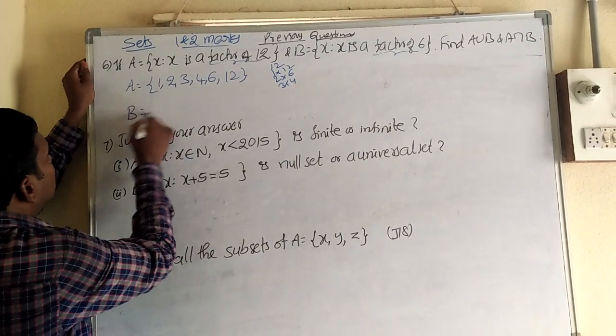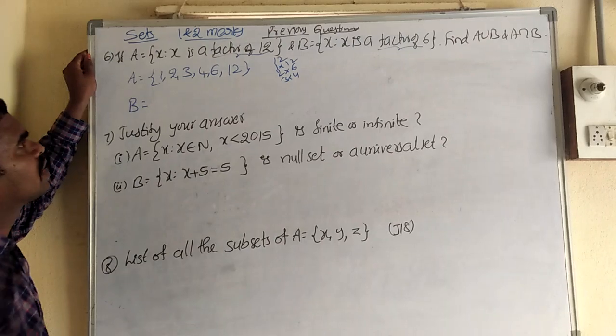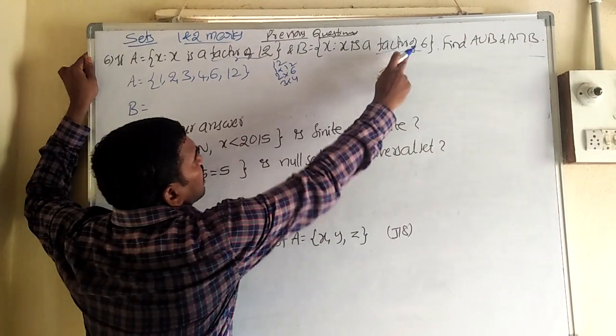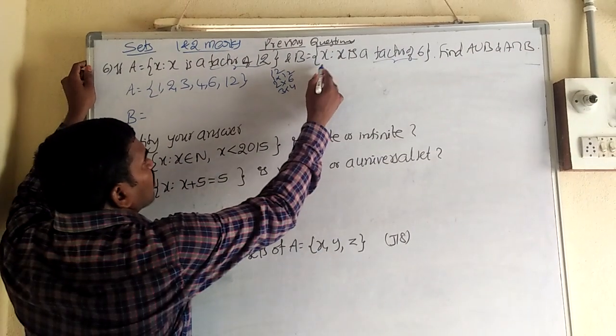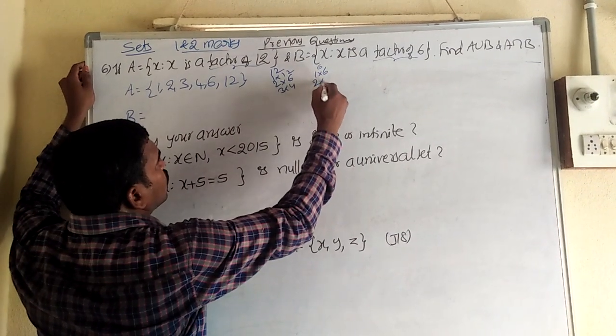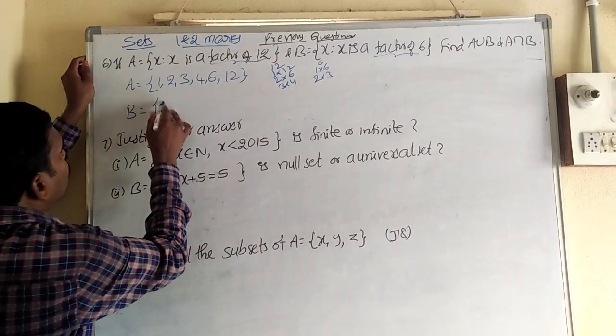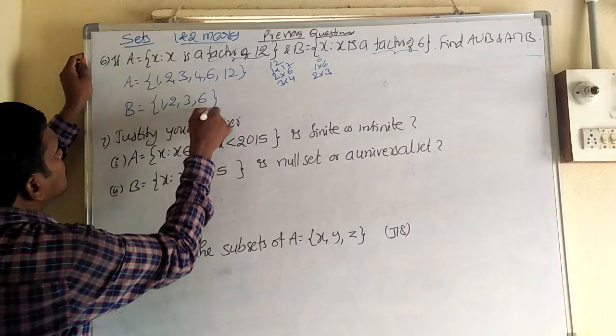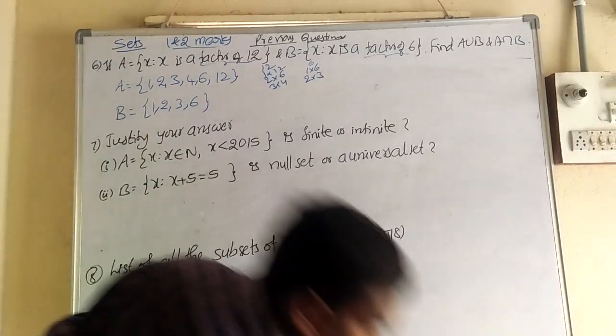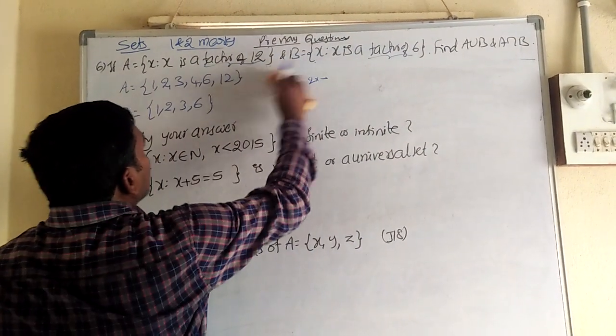Next B. So what is B? x such that x is a factor of 6. So what are the factors of 6? 1 into 6, 2 into 3. So 1, 2, 3, 6. These are the elements of set B. So we got A and B.